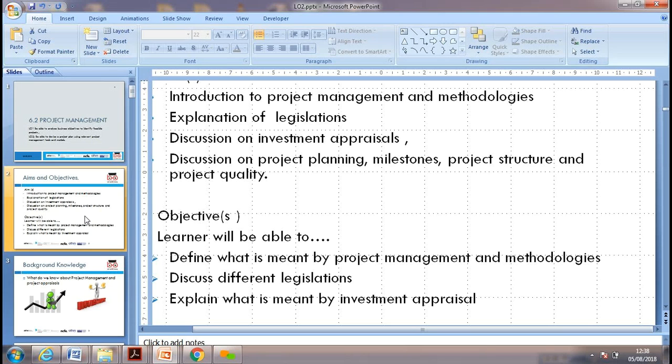Discussion will be on the project planning, milestone, project structure, team structure, and management hierarchy, chain of command, and we will go through project quality. How we'll make sure that we'll stay within a quality standard and will exceed, or will meet at least, the basic benchmark.